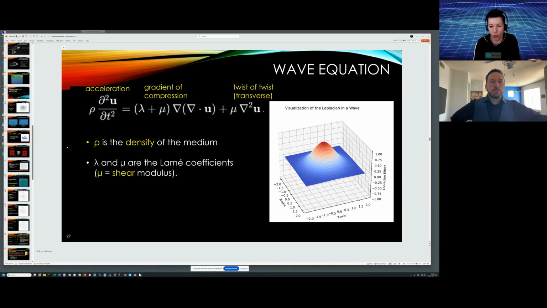We can describe the wave equation in an ideal elastic solid. On the left side, we have the acceleration of the individual grid points, right? You can imagine an accelerated grid point, and that is equal to the gradient of compression. So how much compression do you have? What's the gradient of that compression? Plus the twist of the twist. So how much twist there is.